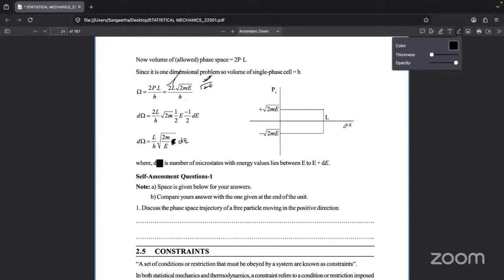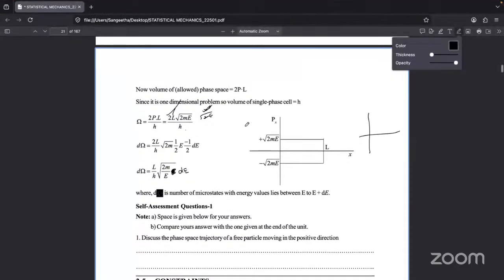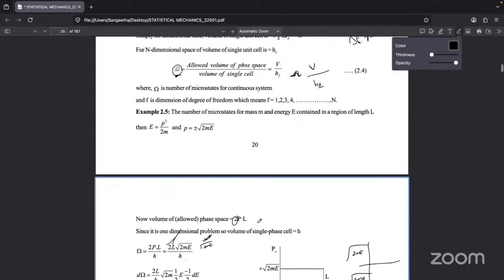So the P value is under root of 2me. Here I said we are taking 2, and this is the reason why. Why we are taking 2: in the 2m under root of 2me, we are taking both the positive direction as well as the negative direction. For that we wrote 2 times. So this is what we discussed.